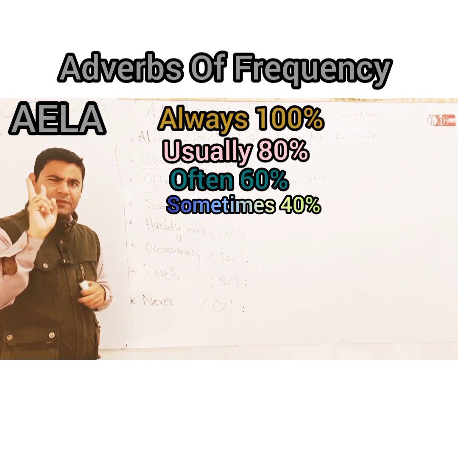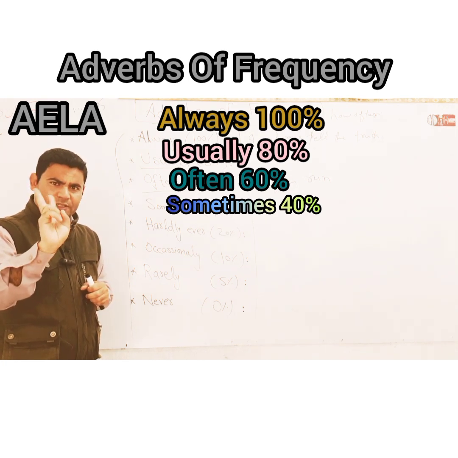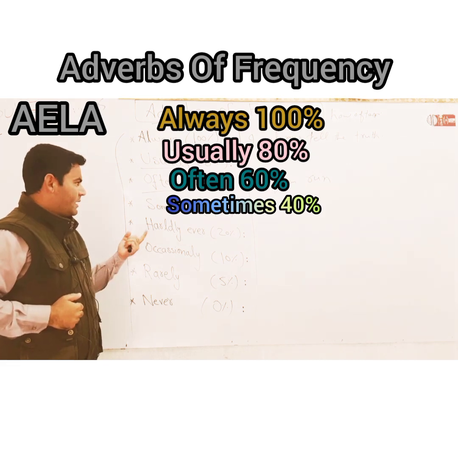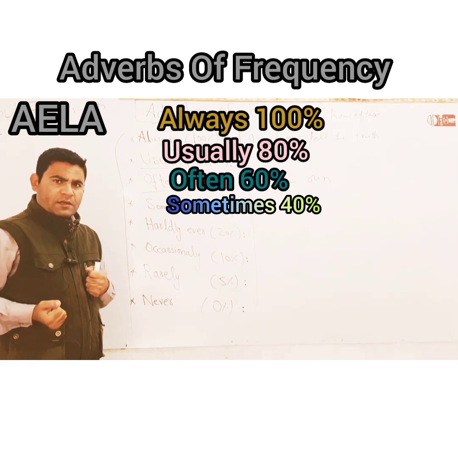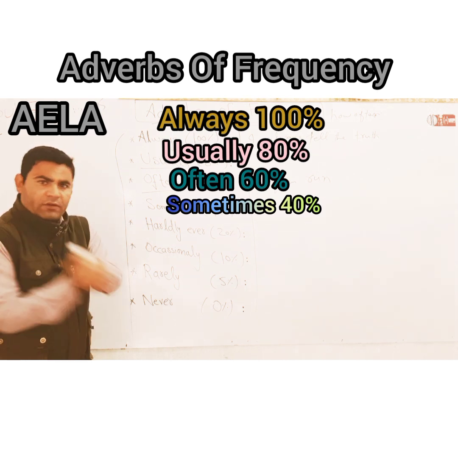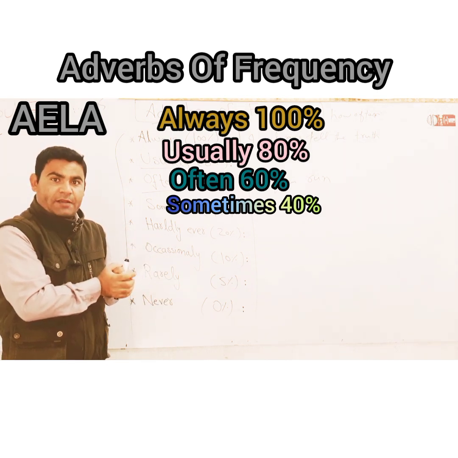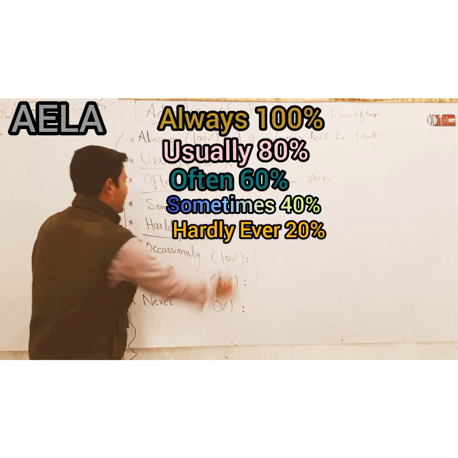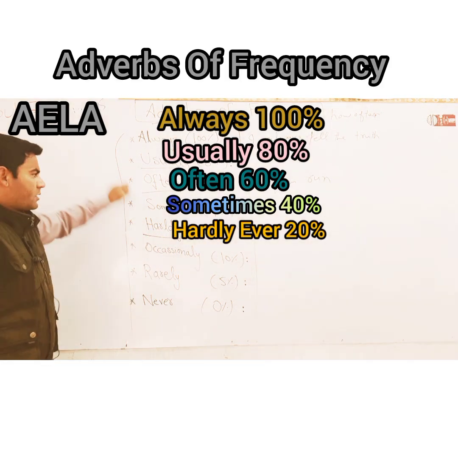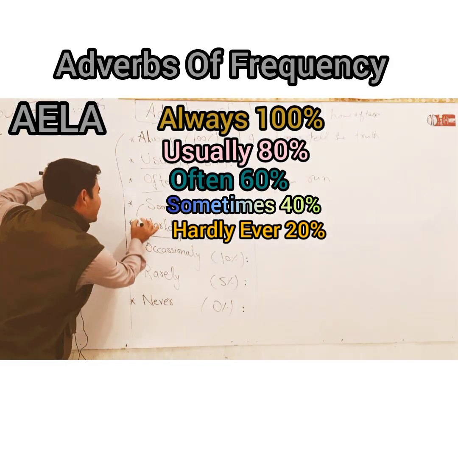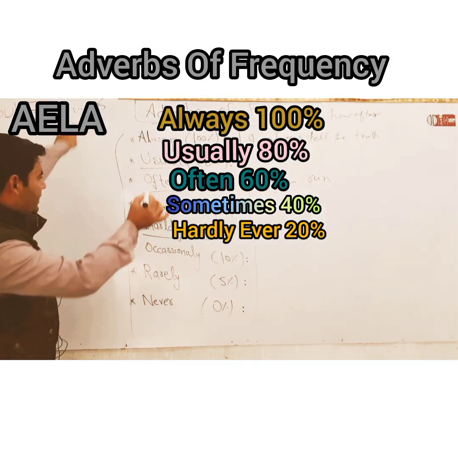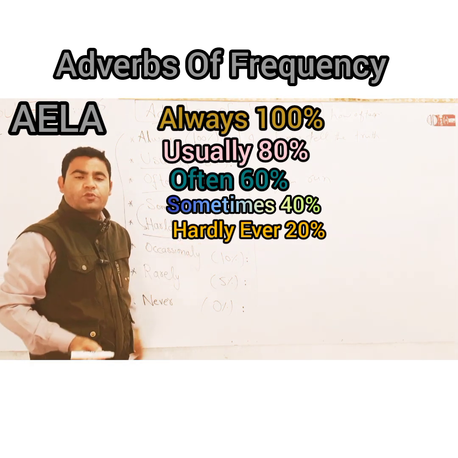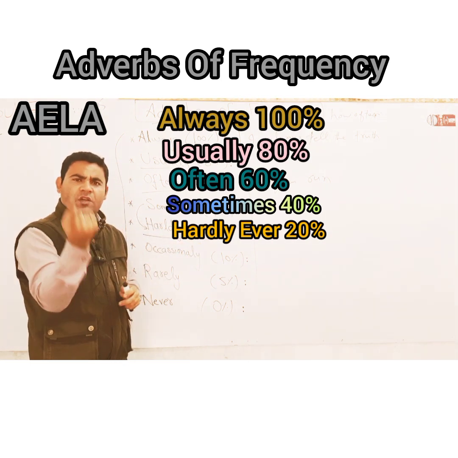Now sometimes you miss something more than you do. Let's suppose you do something twice a week, 2 days a week. Like for example, I sometimes play golf. I sometimes take black coffee, right? So when we talk about hardly ever, 20%, the frequency is decreasing, okay? When we come down, the frequency will be decreasing. Hardly ever means 20%. Now 20% means that you do something once a week.